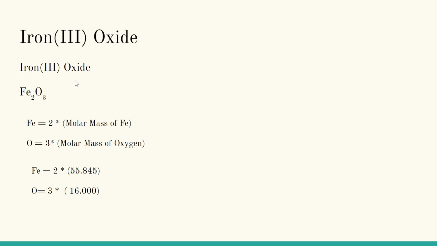Iron's molar mass is 55.845, and oxygen's is 16. When we multiply those together, we get a total of 111.69 and 48. And then we add those together to get 159.69, which is the molar mass or the formula mass for iron oxide.